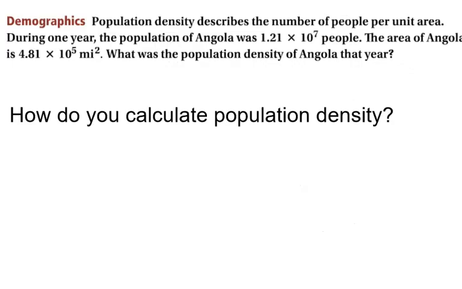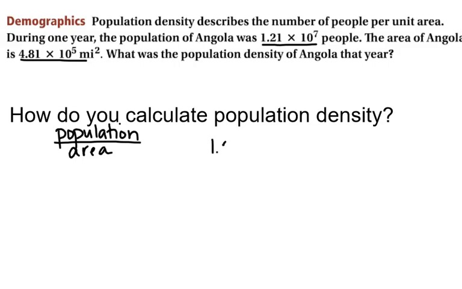Okay, moving on to a couple word problems talking about population density. Population density describes the number of people per area. So to calculate it, you would take your population and you're going to divide by the area of the country or wherever you are. So it says during 1 year, the population of Angola was 1.21 times 10 to the 7th power. The area is 4.81 times 10 to the 5th. So what is the population density? So we need to take 1.21 times 10 to the 7th, and we need to divide it by 4.81 times 10 to the 5th. Okay?